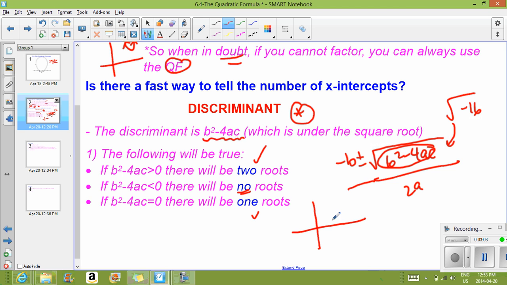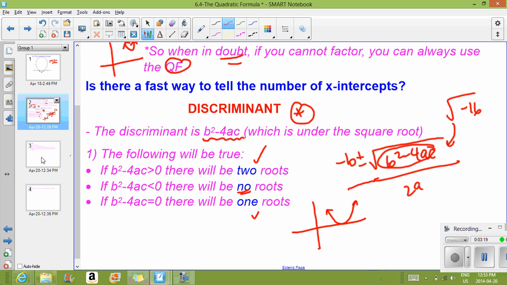And what 1 root looks like is when it touches the axis and it goes right back up, or it could open down as well. So these are the different criteria to tell if you will be able to find x-intercepts: if it's greater than, less than, or equal to 0.